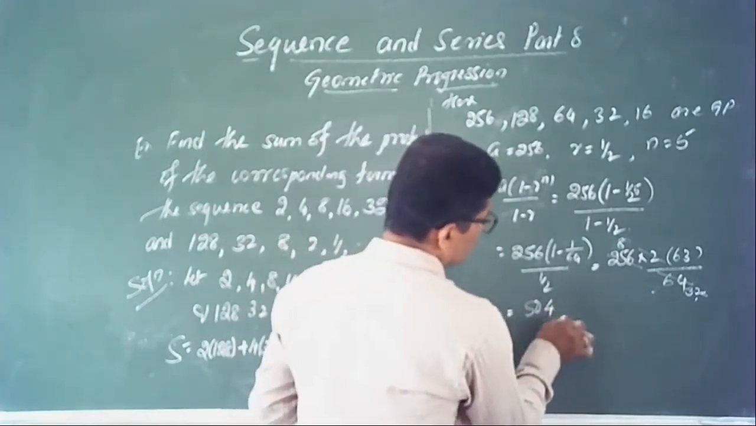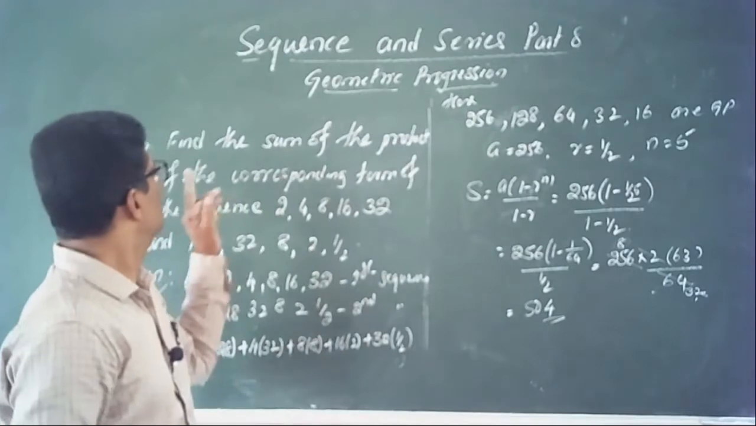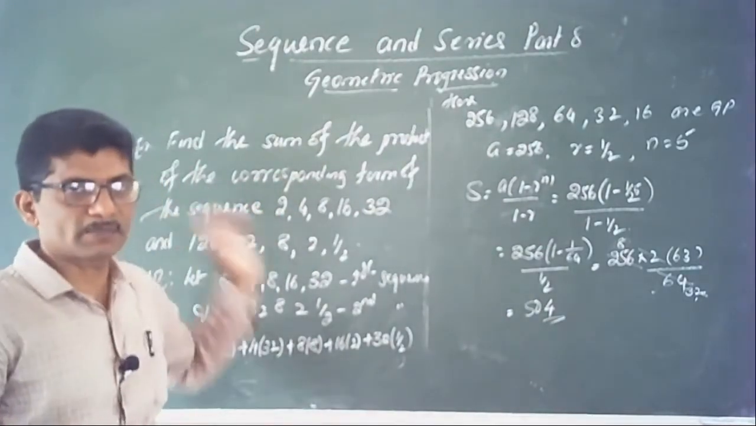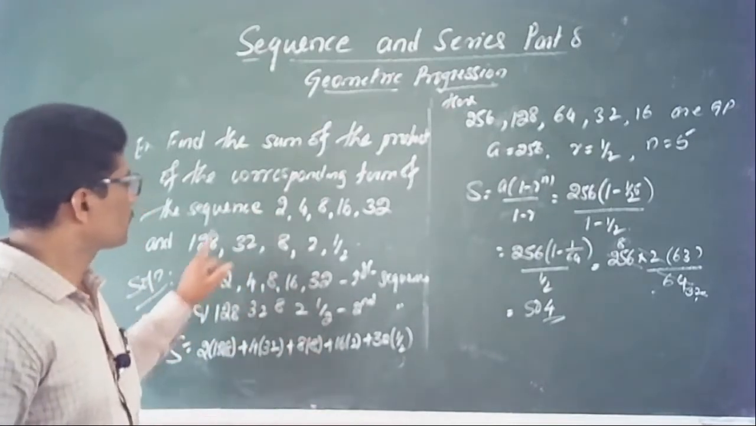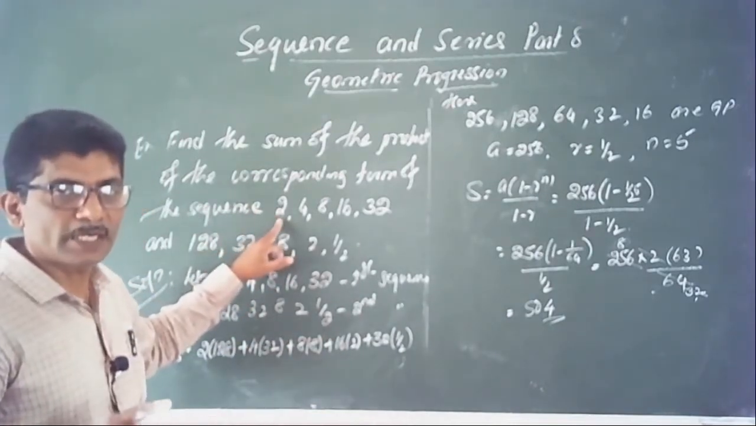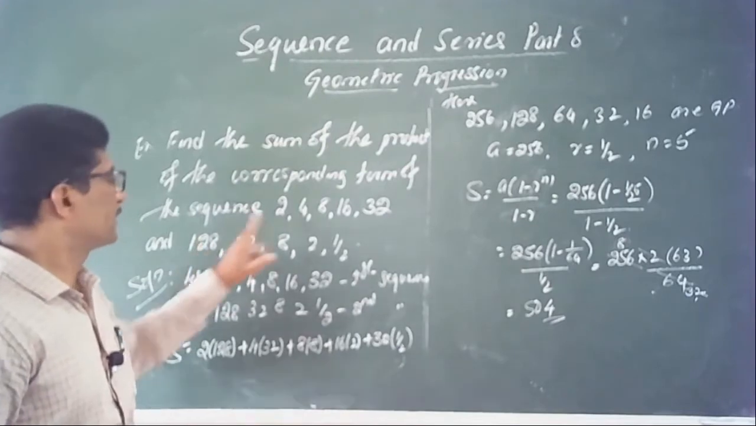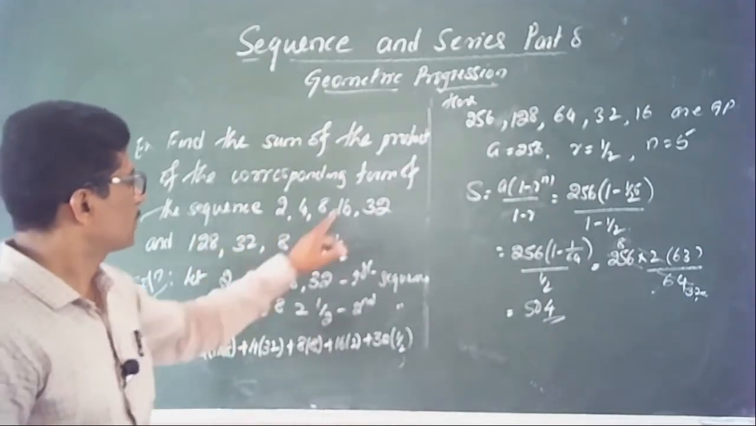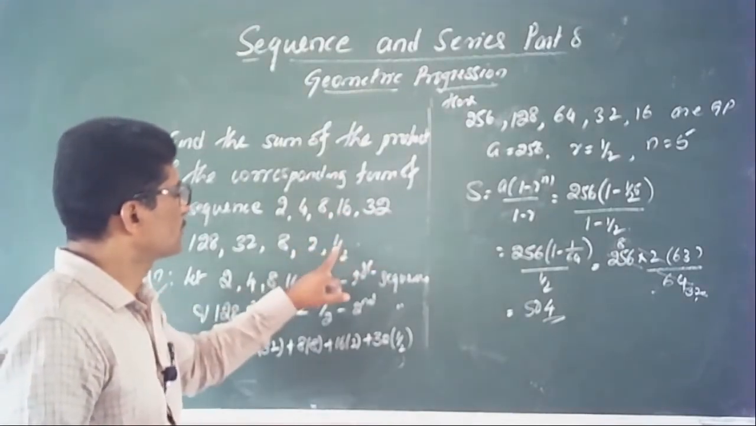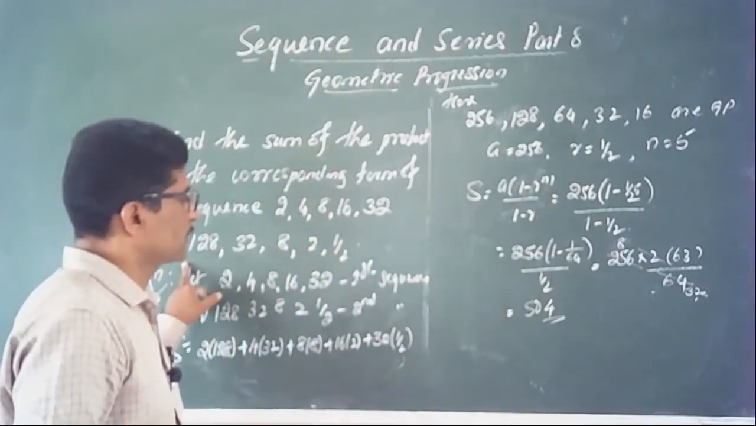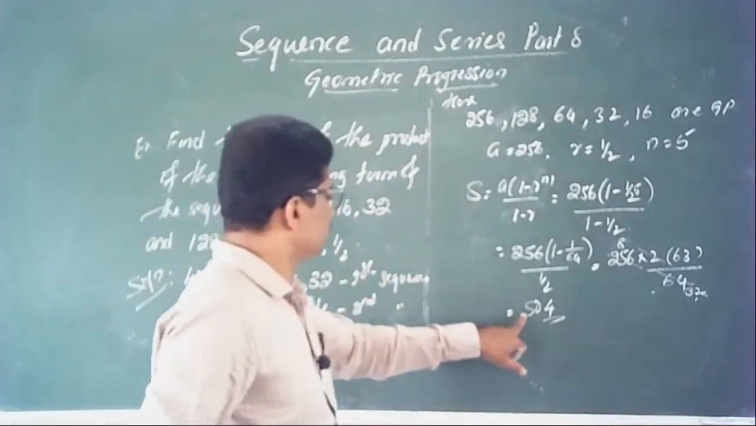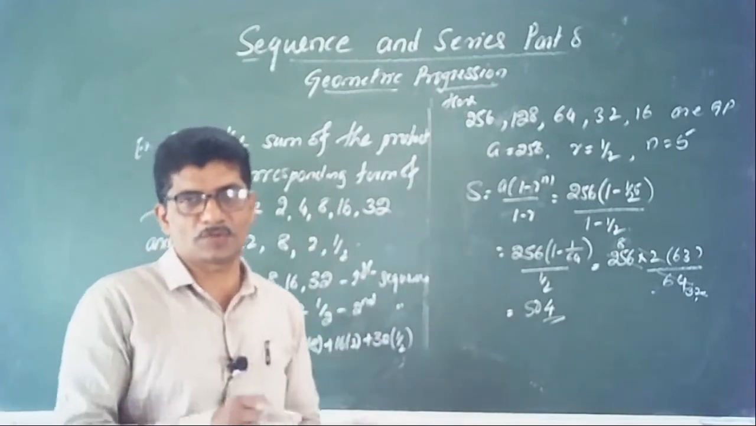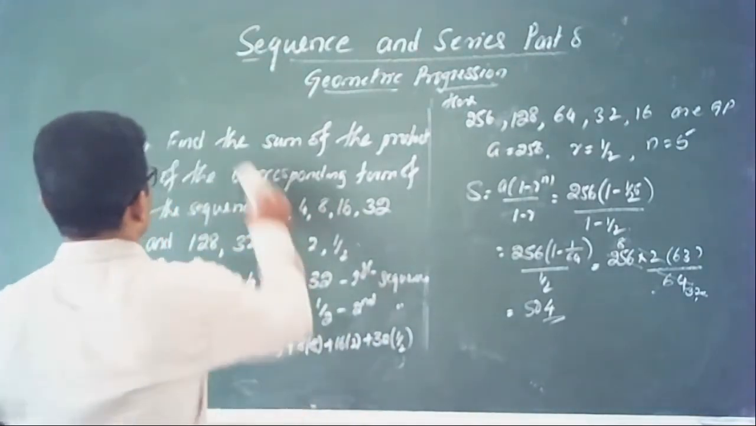This one is the sum of the product of the corresponding sequence. Sum and product both are done. See, you can use a calculator and write it, but here we are using geometric progressions. 2 into 128 plus 4 into 32 plus 8 into 8 plus 16 into 2 plus 32 into half. If you add all of these, you get the result 504. Here we used geometric progressions. The next example.